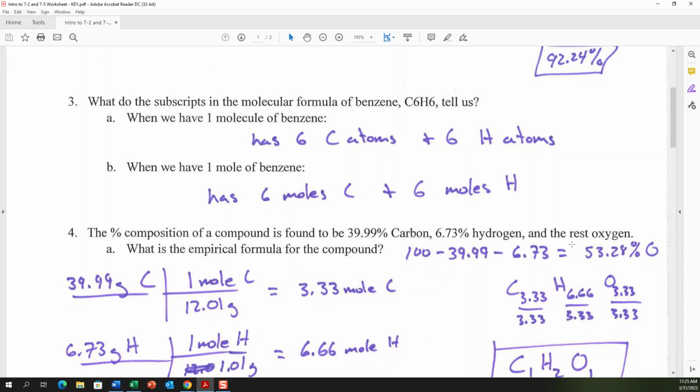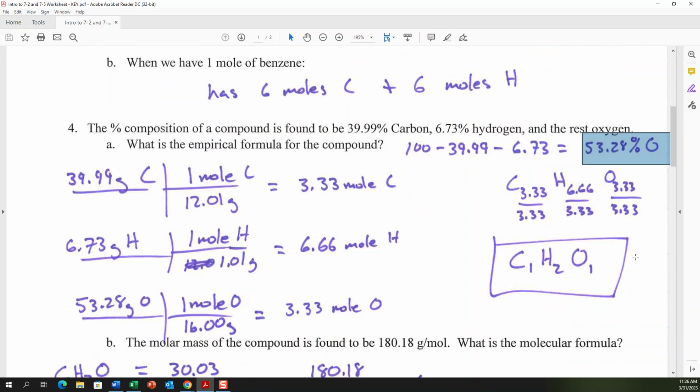So what does that mean? Well, the first thing I want to do is figure out what is the percentage of oxygen. And that's really easy. All we have to do is take the total percentage 100 and subtract the carbon part, subtract the hydrogen part, and we get the oxygen. So we have the full percent composition of the compound. We know what it's made up of, 3 elements. We know we got this percentage of carbon by mass, this percentage of hydrogen by mass, and now this percentage of oxygen by mass.